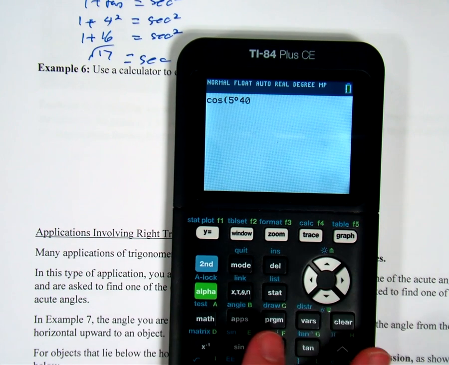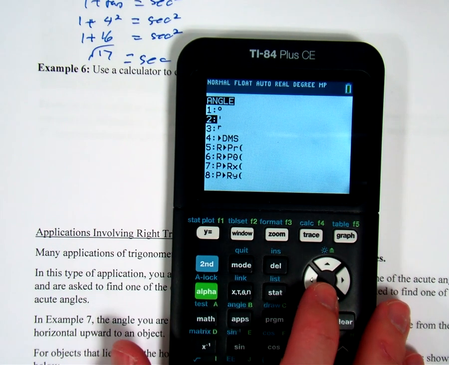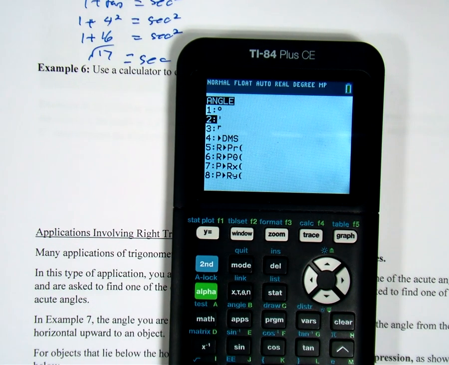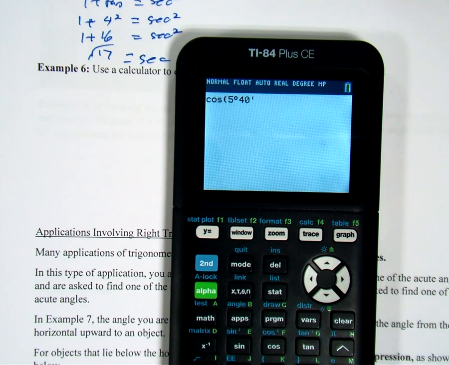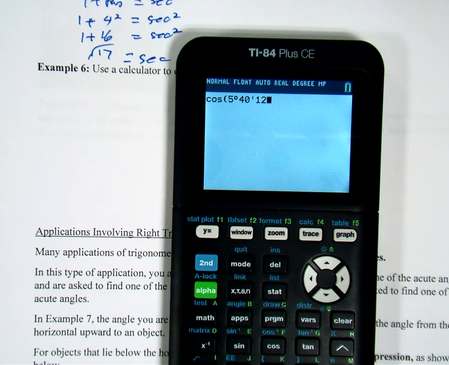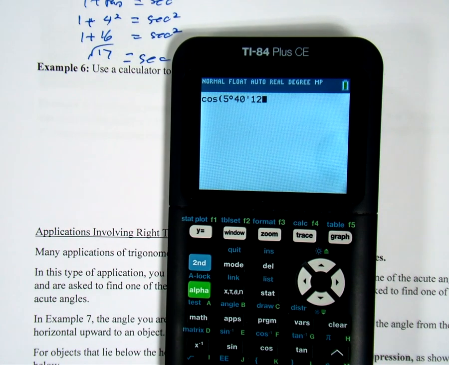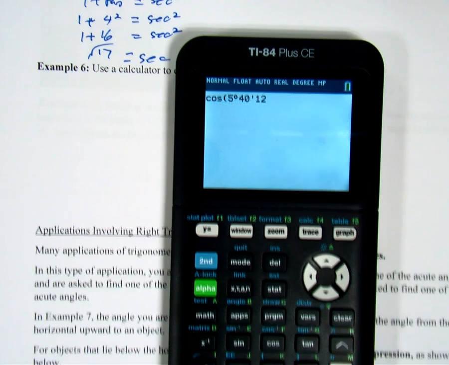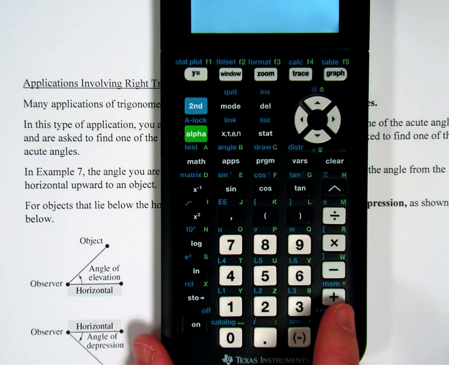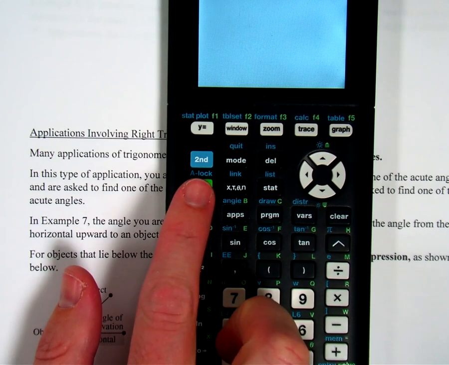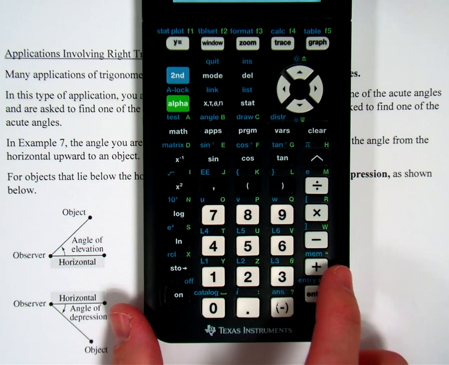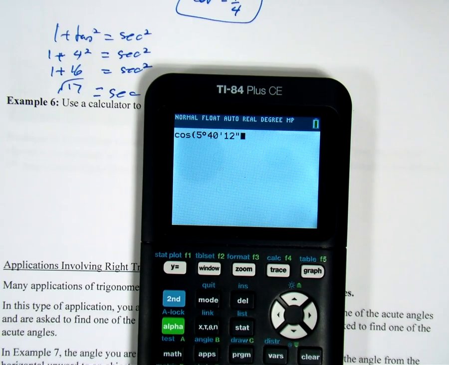And that was also right there, second apps, to get to the angle menu. It would be convenient if seconds was in there too, but it's not. But I think you've seen that around before. It's alpha plus. It has the double quotes. All right, we're going to close it up.